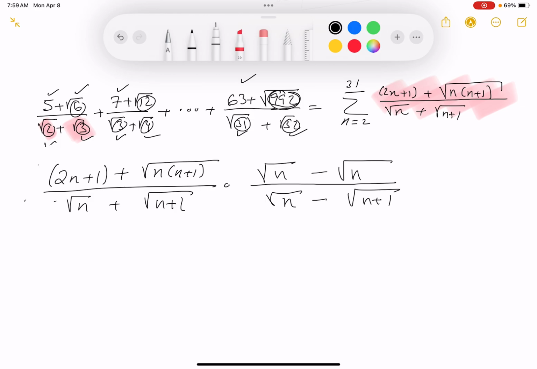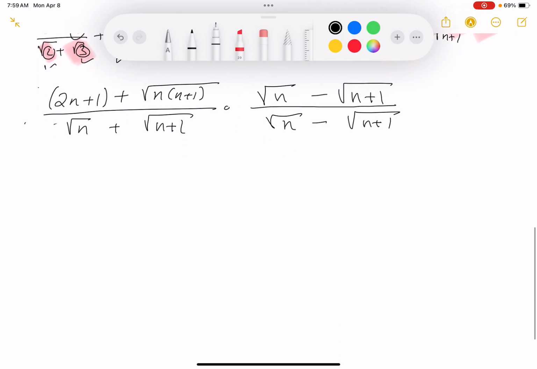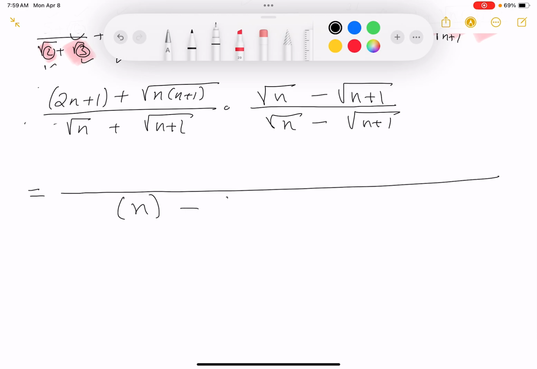Now, the bottom simplified nicely. I'm wondering about the top, by the way. I'm really wondering about that. Now, what do you get in the bottom? You're going to get n minus n plus 1. I'll do that later, by the way.